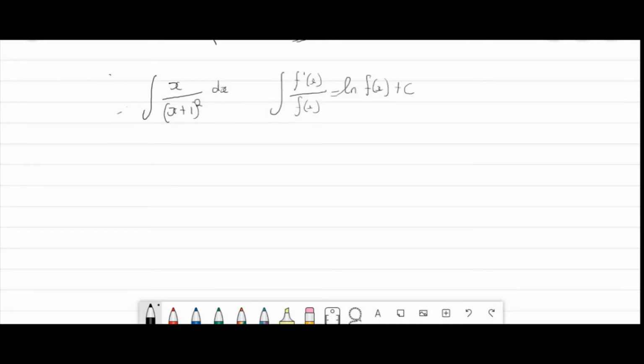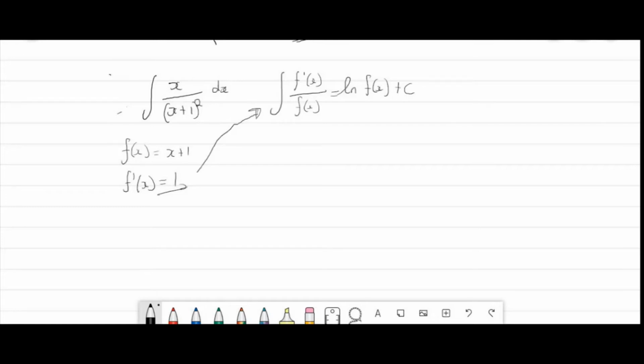So now let's choose our f of x. Our f of x will be equal to x plus 1. So that means our f prime of x will be equal to 1. If you check, our information here doesn't match this rule. Since they don't match, we can't do it like that.